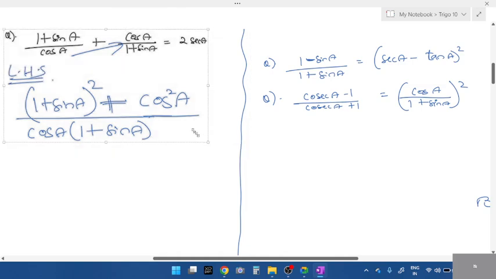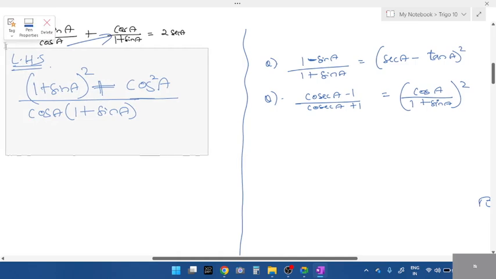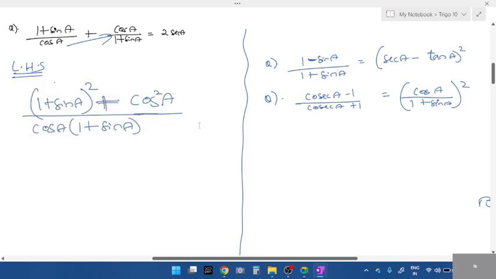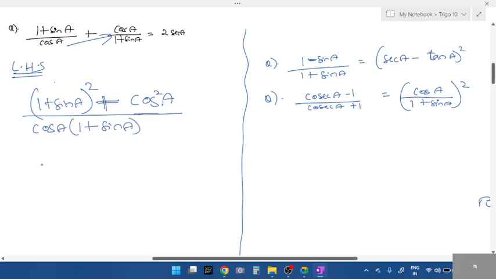Done? Okay. Denominator cos A, keep it as it is. I told you all, keep that cos A as it is. It will be helpful for conversion.